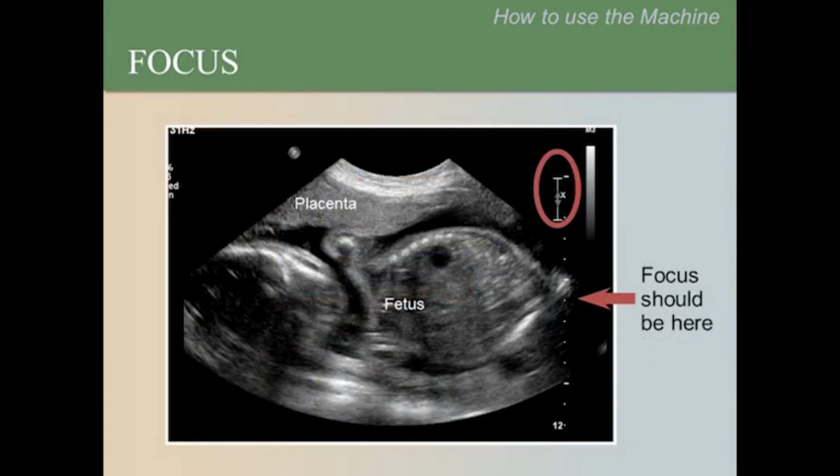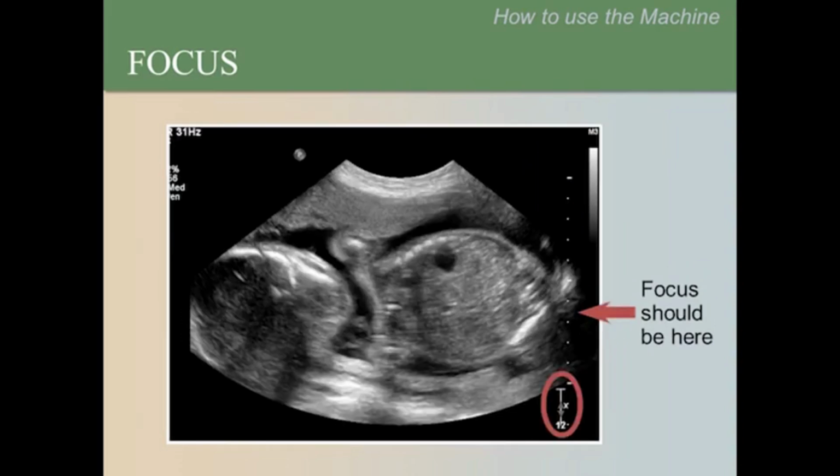The circled X on the right shows where the focus is in the ultrasound image. In this image, the focus is targeting the near field where the placenta is. The focus should instead be on the fetus and not the placenta. It should be placed in the mid to far field region where the fetus is located.